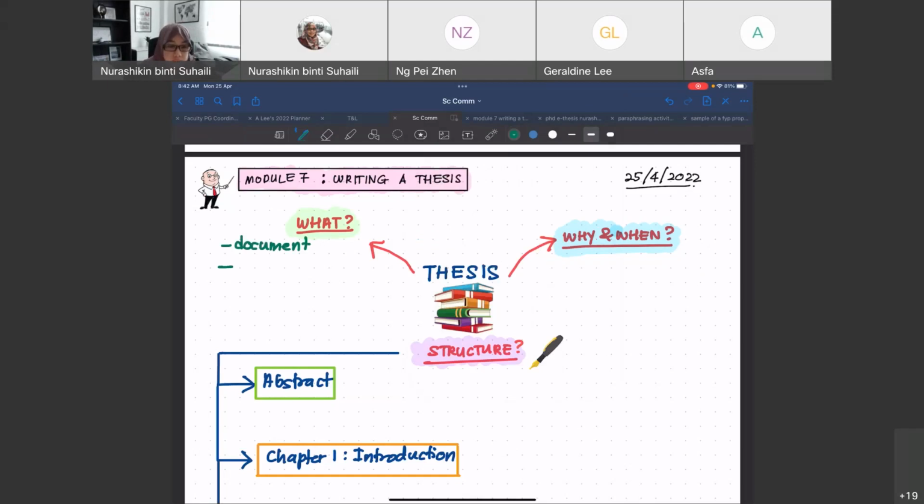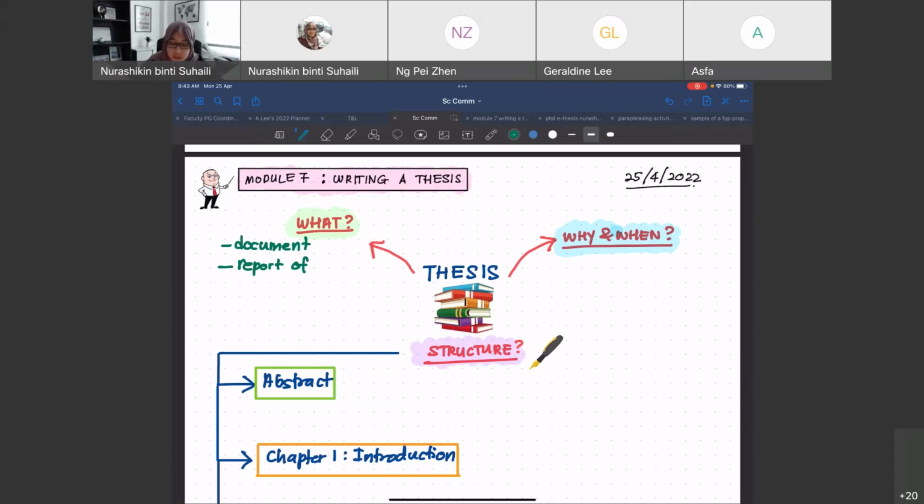What it contains. It contains a report, actually. You can say a report of research. I just jot down the things based on my knowledge. Sometimes you just have to refer to your notes later and match what I write here, but it's actually the same thing. It's just the way I understand and how I express the meaning. Thesis is basically a report of. It must be of something, isn't it?